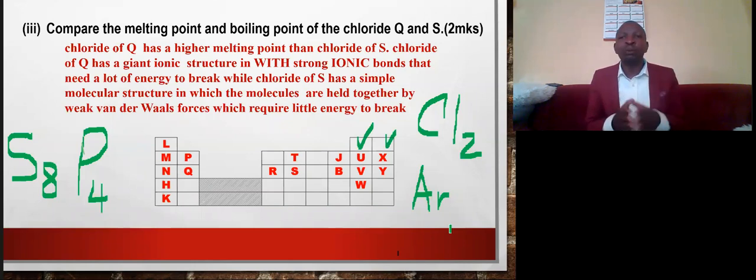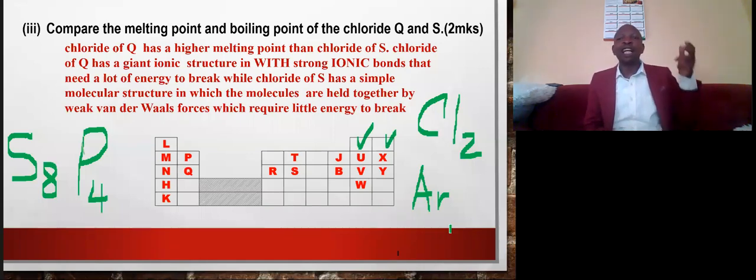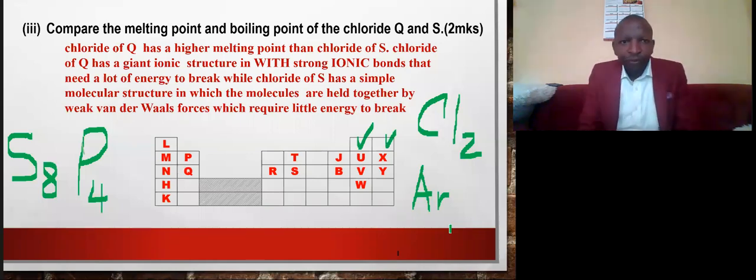So if you are asked to compare the melting point of chlorine and argon, you say chlorine has a higher boiling point than argon because chlorine is diatomic while argon is monatomic. Therefore, chlorine has more van der Waals forces than argon. I think that concept is very clear. That was number 2, how to compare and what to invoke.